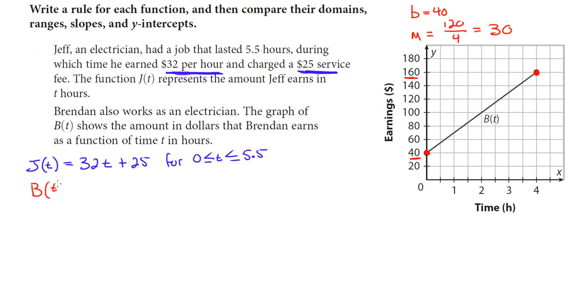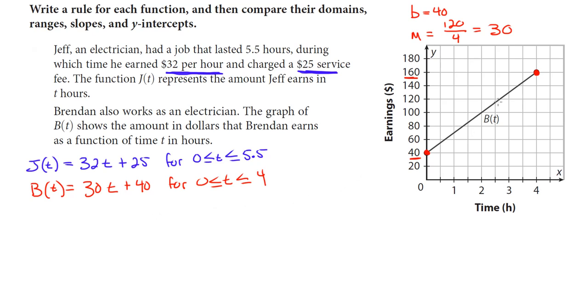So B of t equals, he's charging $30 an hour plus a service fee of $40. And he worked for 4 hours, so that would be for t is greater than or equal to 0 and less than or equal to 4. So we've written the function rule, we know the domain, we know the slope, and we know the y-intercepts. All that's left is to identify the ranges.